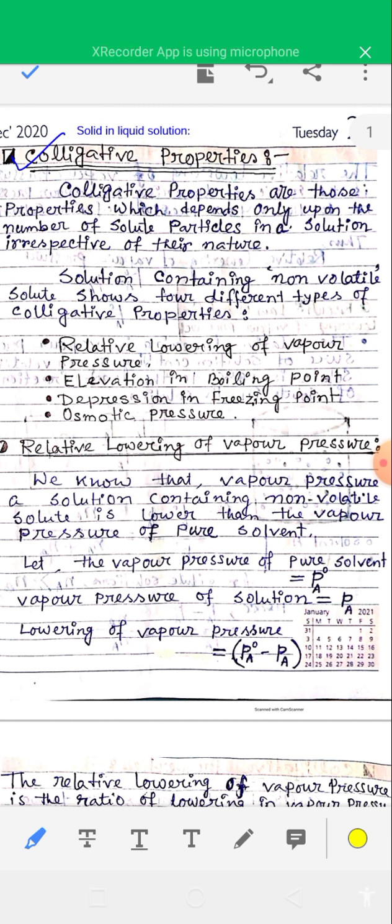That is, these qualitative properties of a solution, especially for a dilute solution in which a non-electrolytic, non-volatile solute is present, depend only on the number of solid particles, but do not depend on the nature of the solute.